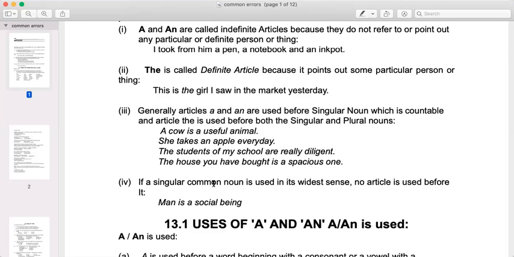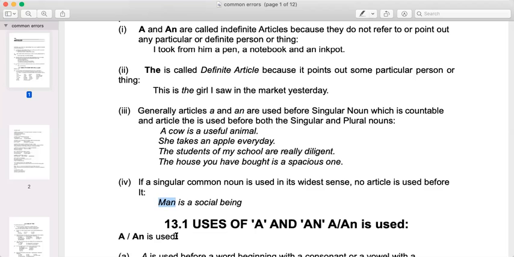If a singular common noun is used in its widest sense, no article is used before it, which means when using the singular common noun in its widest meaning, we use no article before it. Example: man is a social being. This is the widest use of the word man.